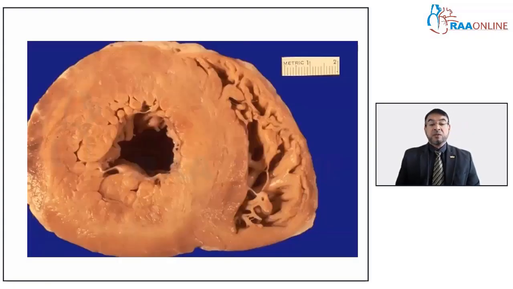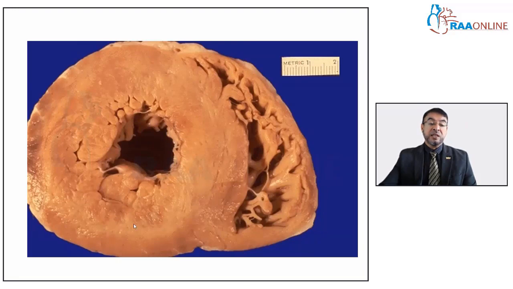This is a gross picture of a heart which has been cut open in a postmortem specimen, and you can see that the left ventricle is enlarged and thickened. The ventricular wall is thickened so much that the chamber space has become very small. And if you can see, it is uniformly round and thickened. We call this concentric hypertrophy, and this occurs in left ventricular hypertrophy.